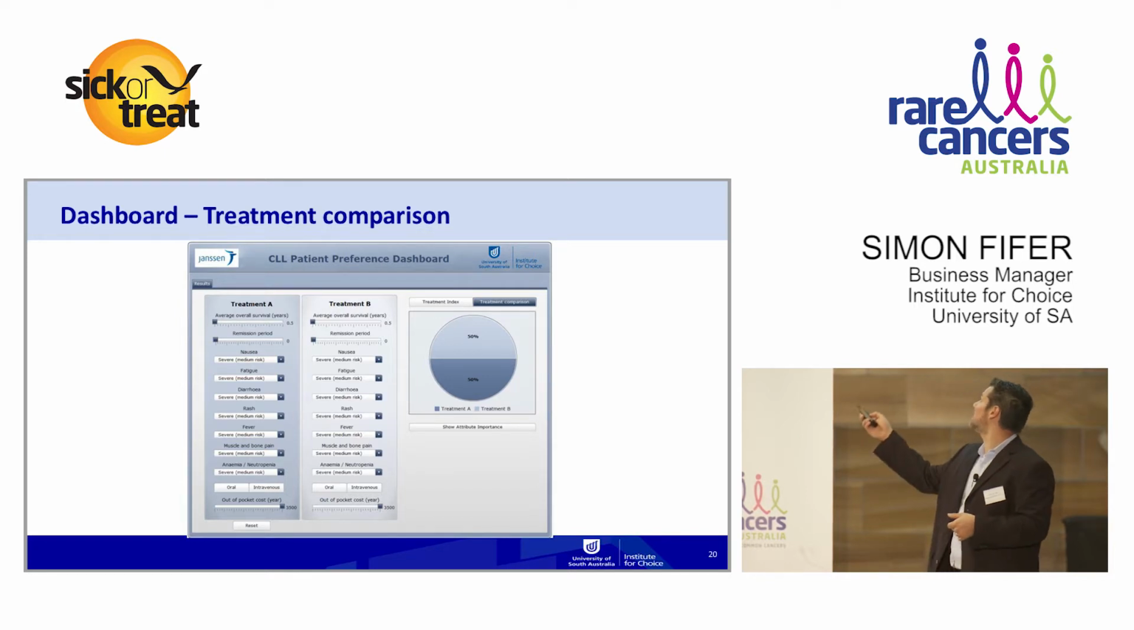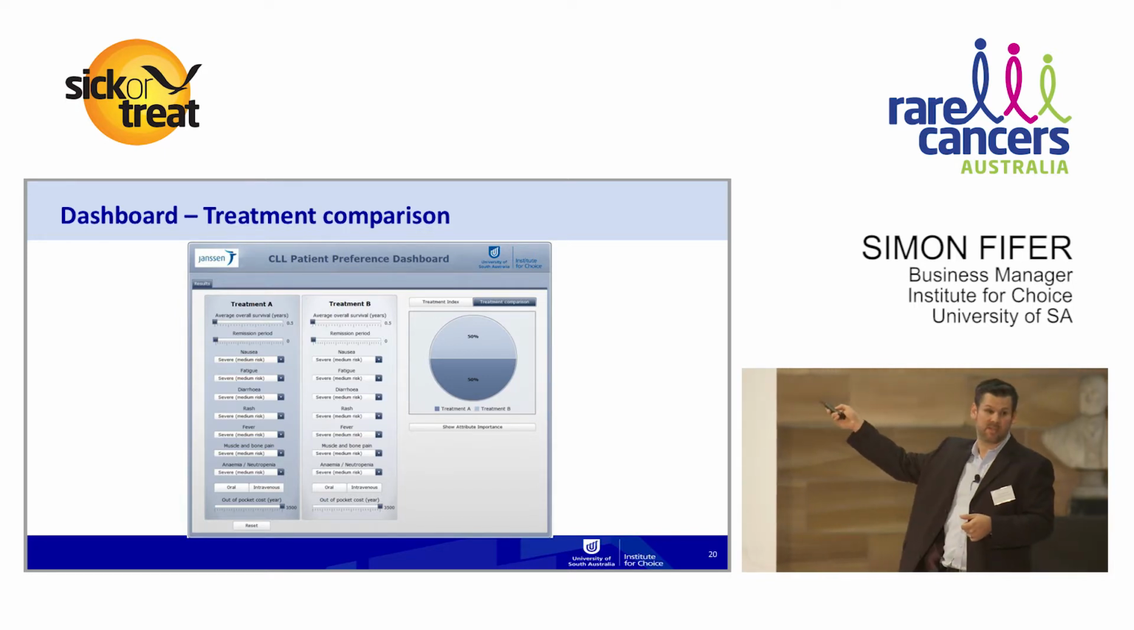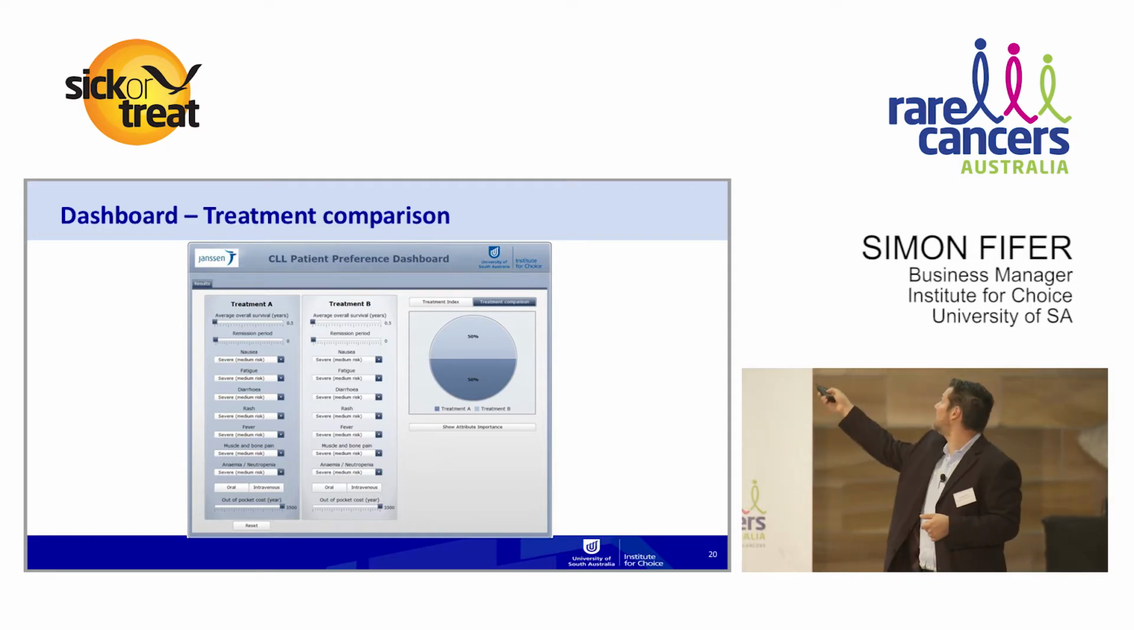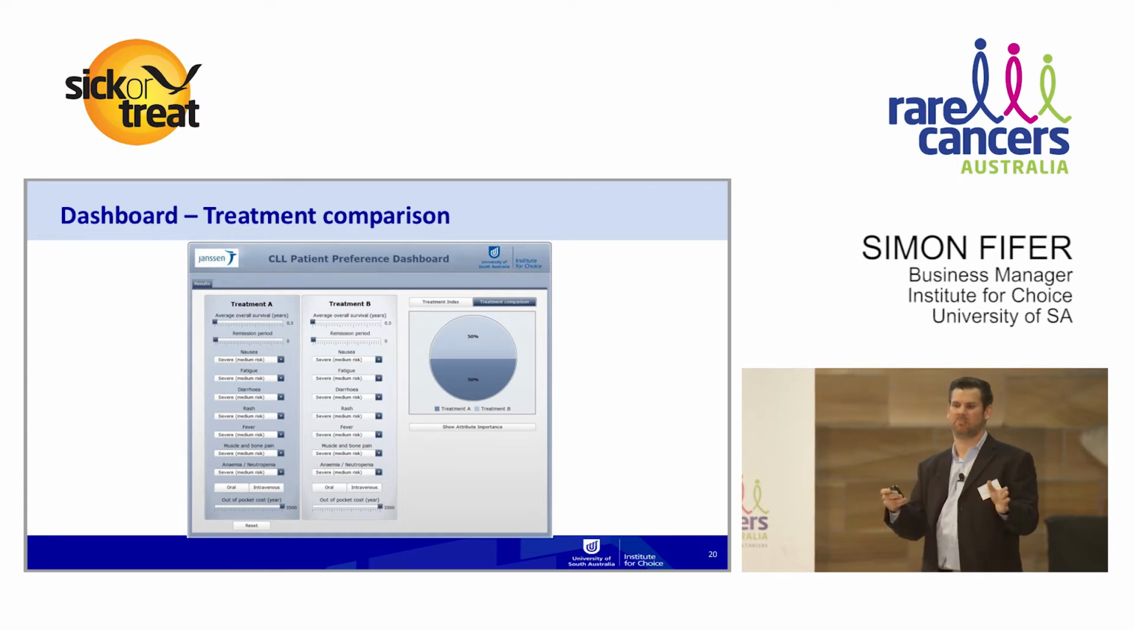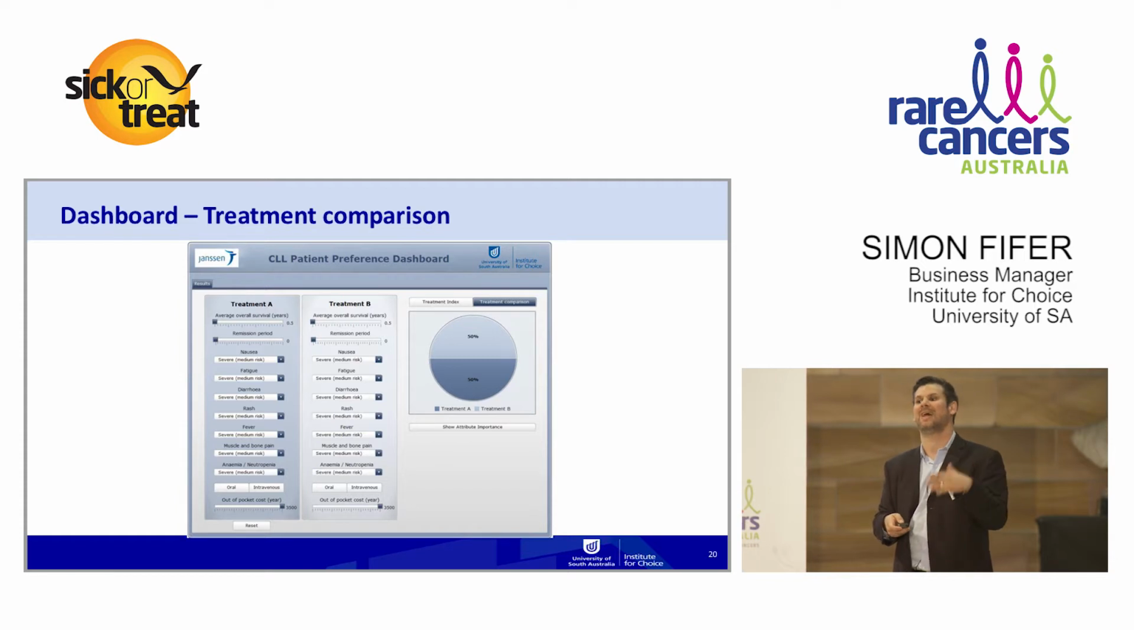You can make changes once again, and you can see here I've manipulated a couple of these key characteristics in terms of survival and remission, and you can see that patients prefer treatment A over treatment B. You could then start manipulating treatment B and see how that would affect it. But you can set these scenarios yourselves based on what exists in the market or what you would like to see being traded off.